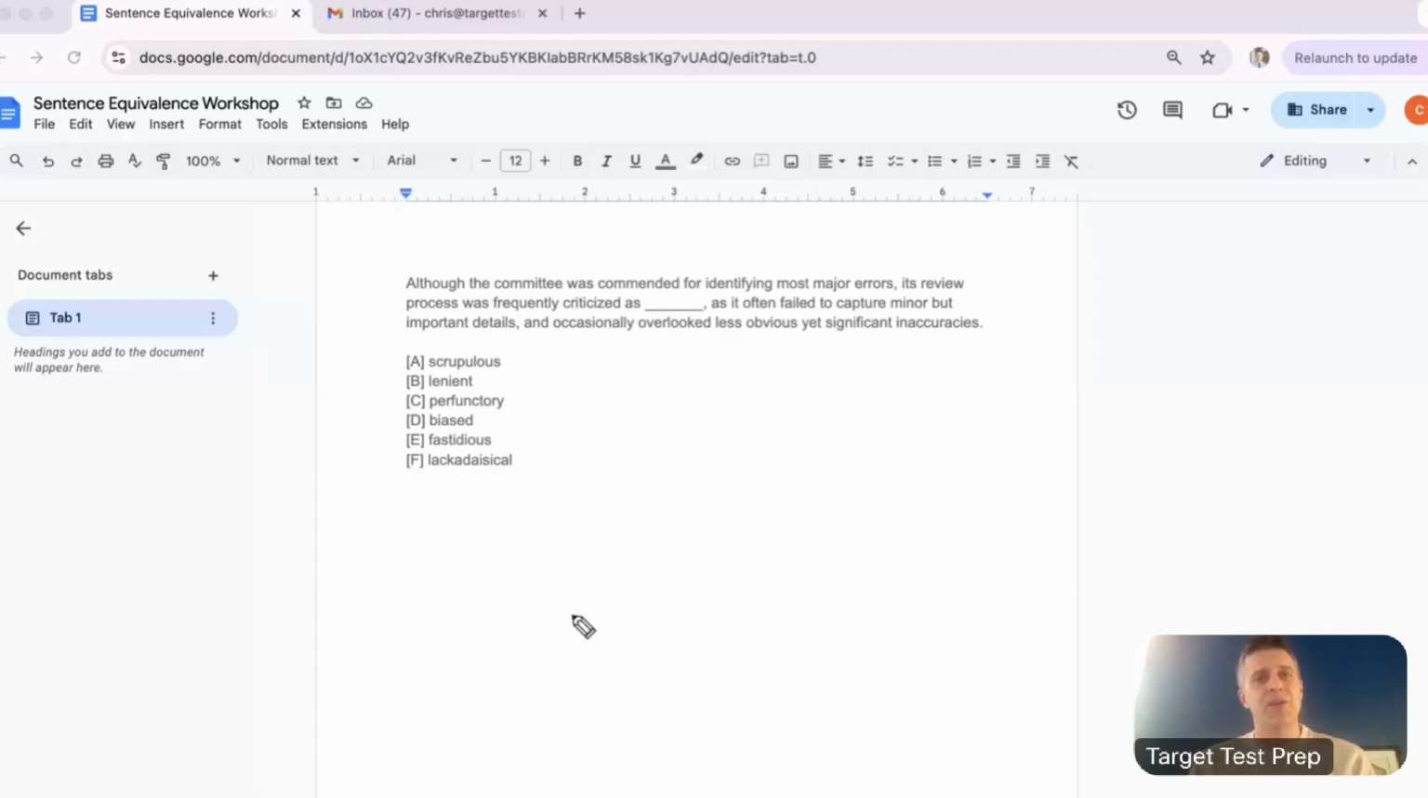That's what it was good at. So leniency would just make it a mess across the board. They would be criticized for missing most things, major and minor. So it can't be that one. Then I get to see perfunctory.